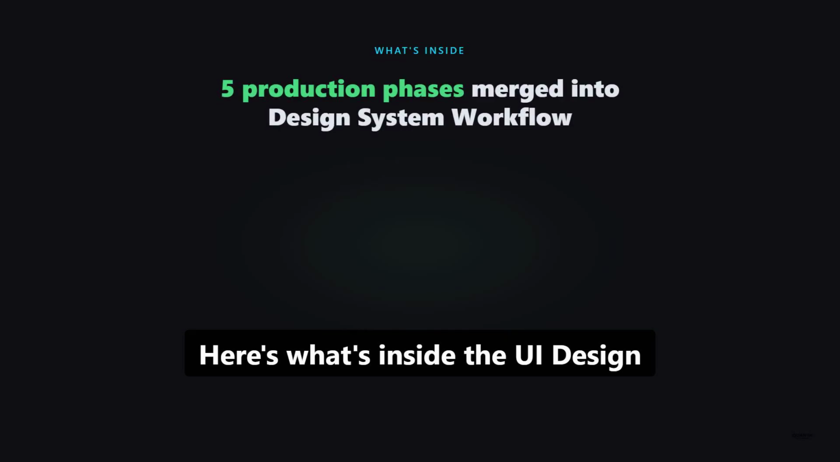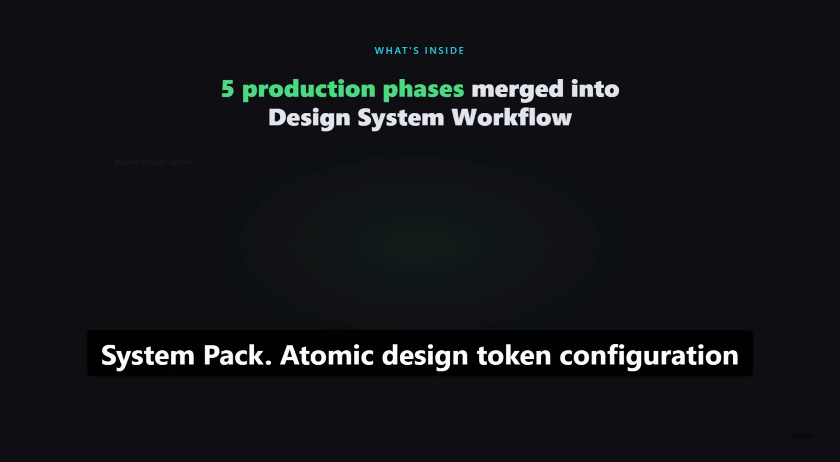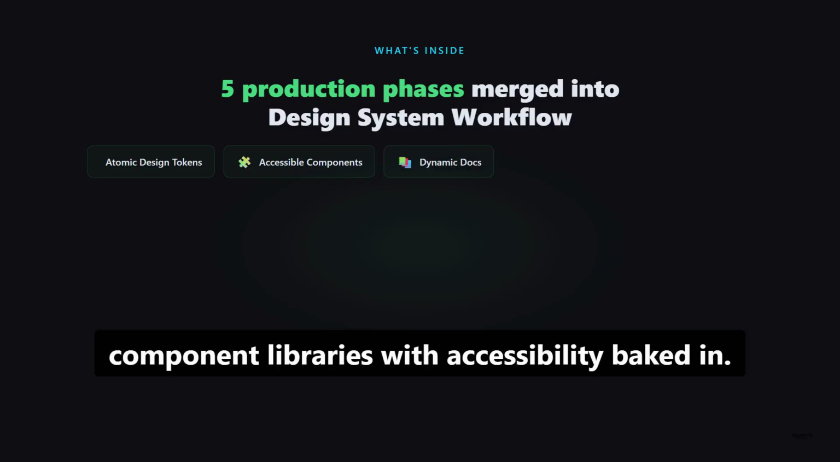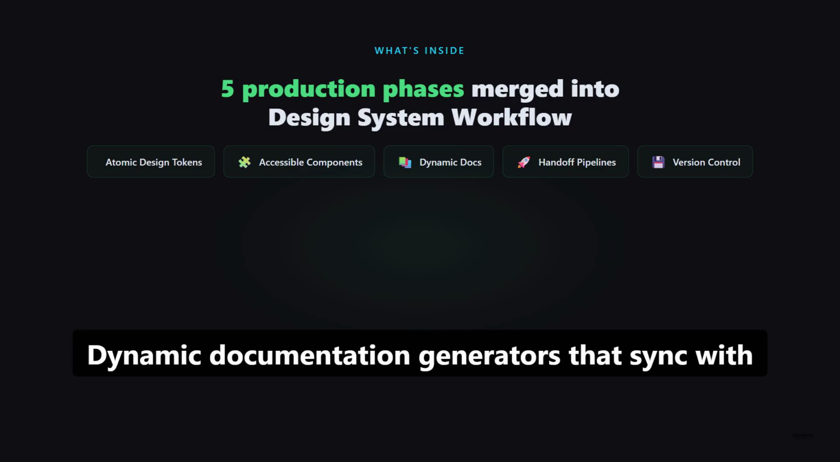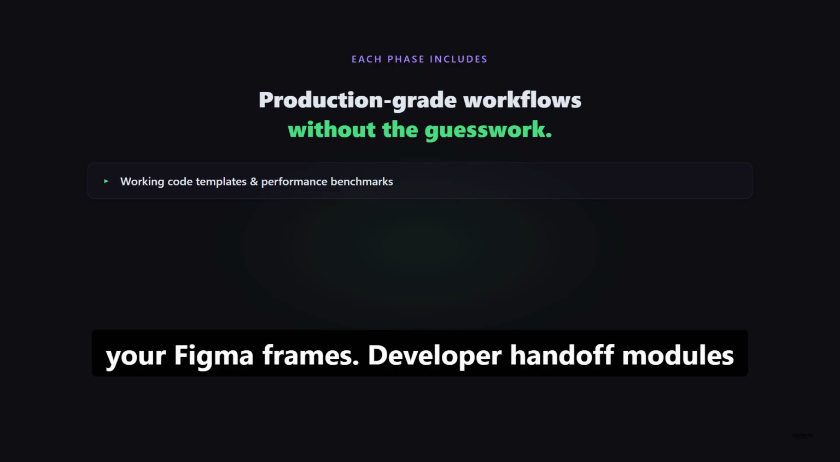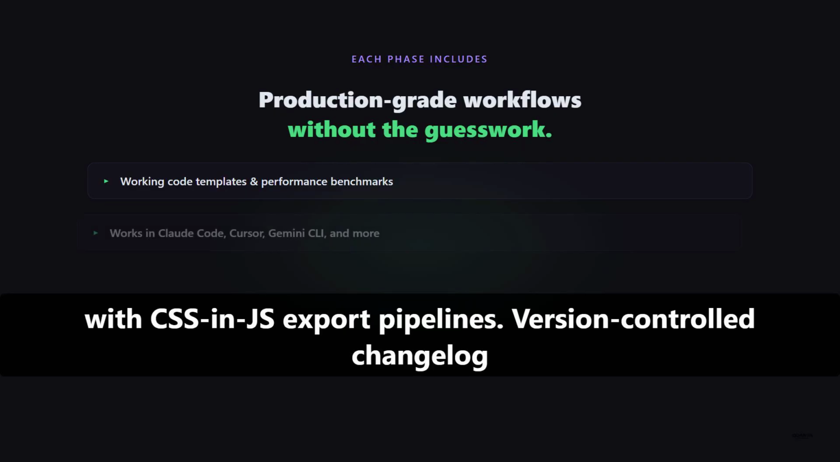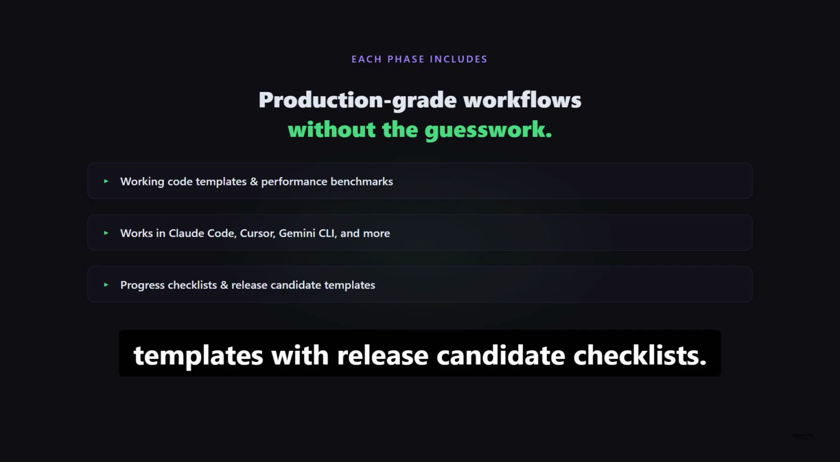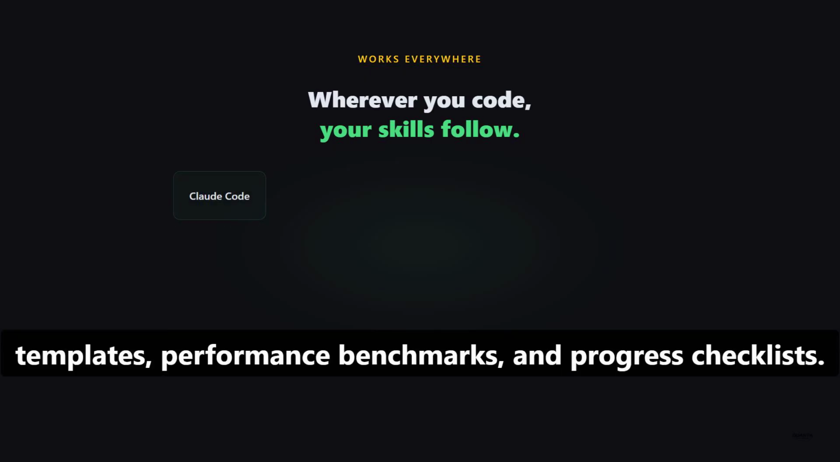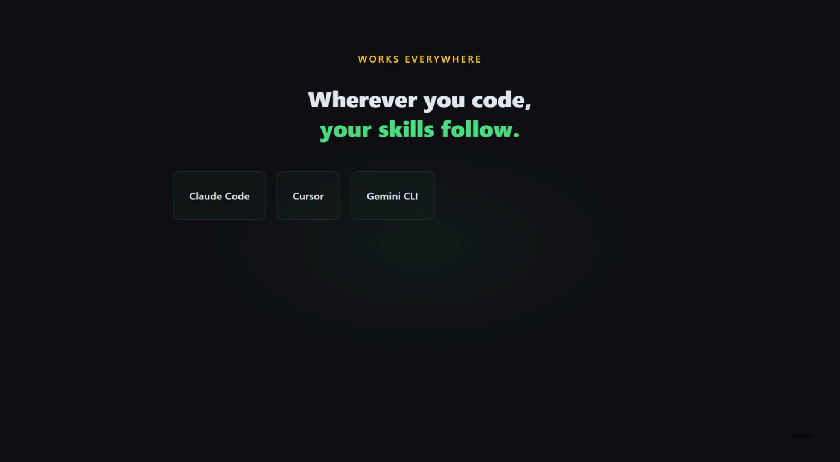Here's what's inside the UI Design System Pack. Atomic Design Token Configuration with cascading variable inheritance, production-ready React Vue component libraries with accessibility baked in, dynamic documentation generators that sync with your Figma frames, developer handoff modules with CSS in JS export pipelines, version controlled changelog templates with release candidate checklists. Each phase comes with working code templates, performance benchmarks, and progress checklists.